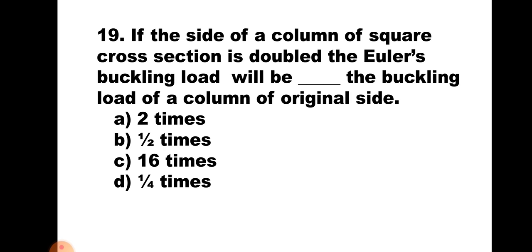Now the side is double. Now for PE, pi square EI upon LE square, I is in the numerator, and for square I is a raised to 4 by 12. So if the side is double, it will be 2 raised to 4 times, and 2 raised to 4 is 16. Hence the correct answer of this particular question is 16 times.